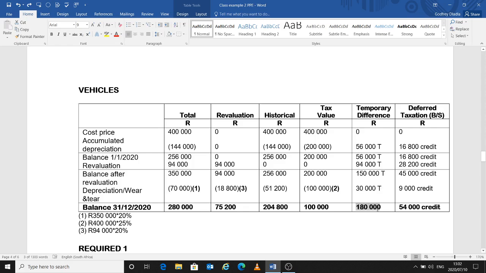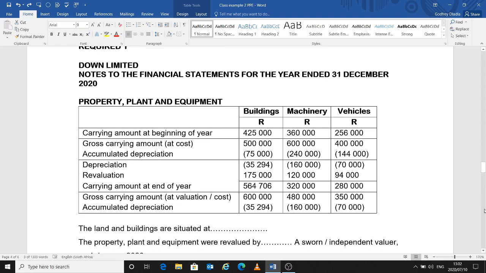Okay, now you'll see if you take 150 after revaluation plus your movement, which is this one, will give you 180. So the 45 plus the 9 will give us the 54. So then we are done in terms of the calculations. Now then we can move to the note as given to us here.